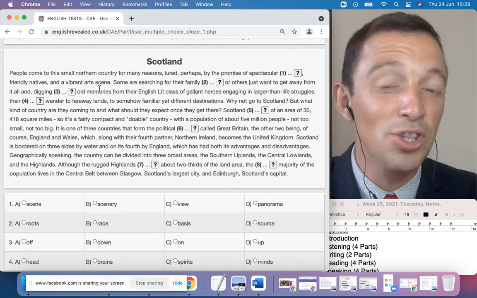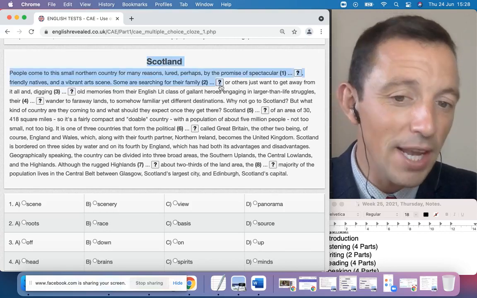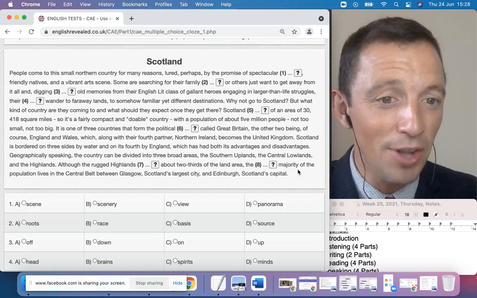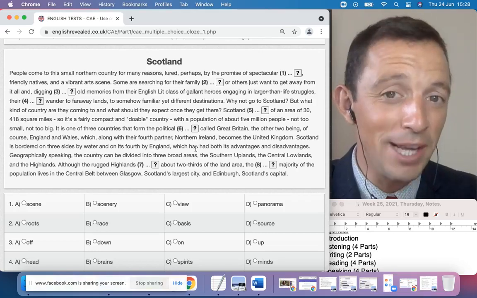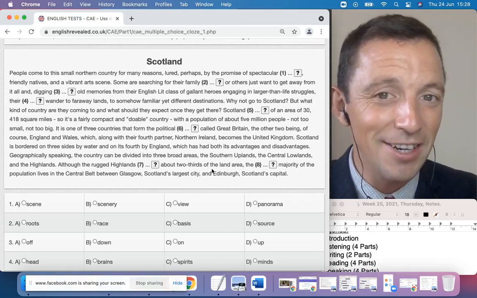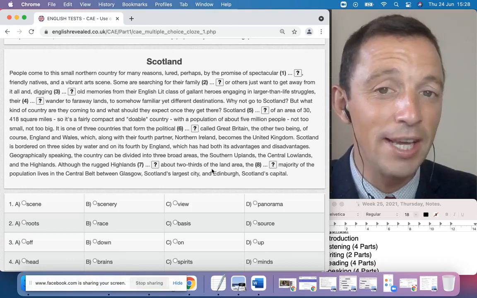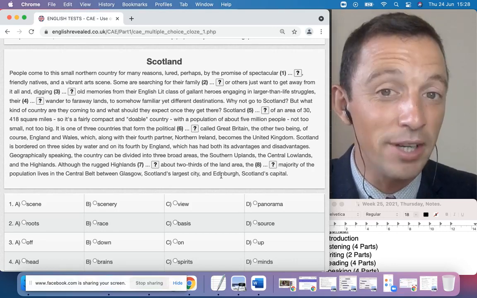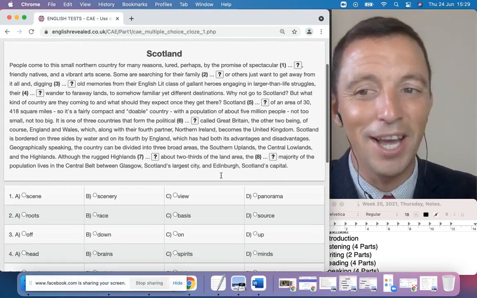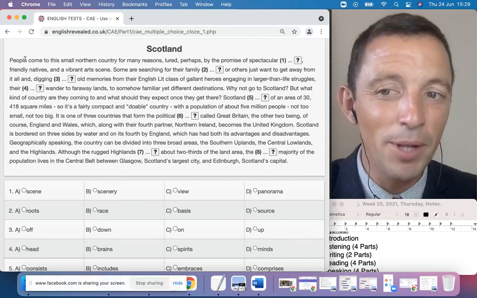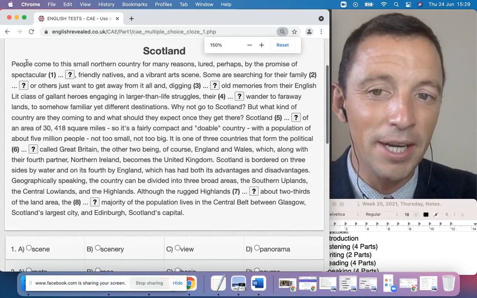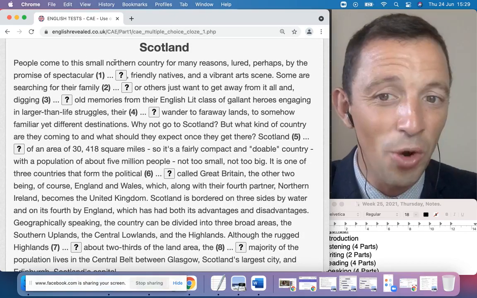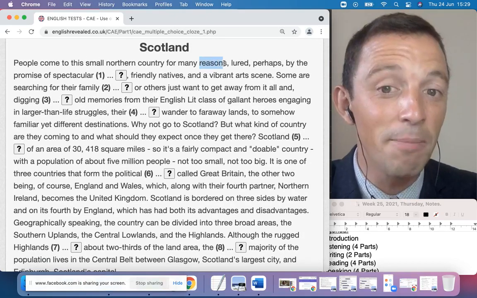Okay, so it's just a typical article in relation to Scotland. You don't need to understand every word. No, that's not your job. Your job is to select the correct answer, but hopefully in this class I can try to explain some of the vocabulary, some of the expressions, and hopefully you can enjoy the exercise. Okay, so Scotland, I'm going to make it a little bit bigger as well so you can see it, and it makes it a bit easier. So people come to this small northern country for many reasons, for many motives.